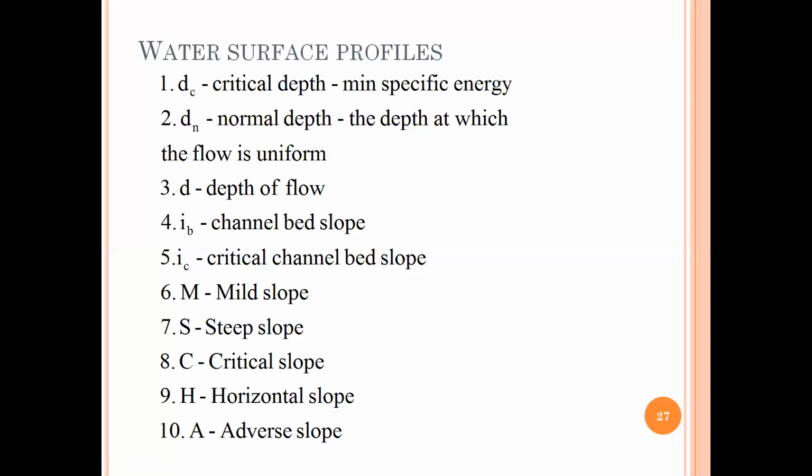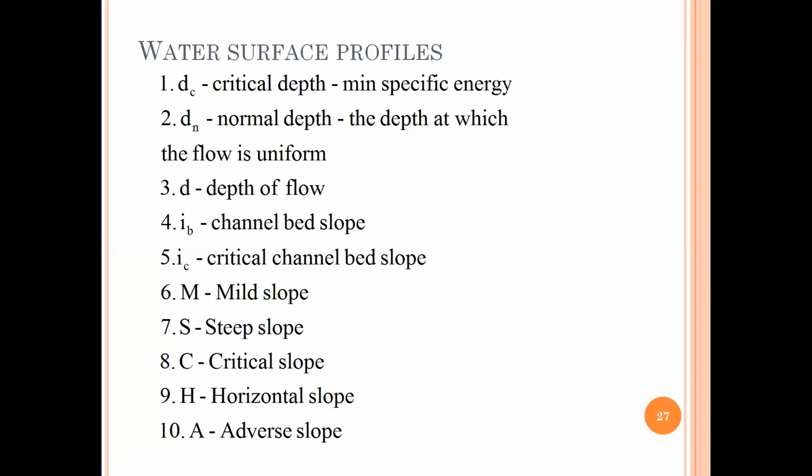Subcritical flow is tranquil flow, where the velocity is low, and supercritical flow is where the velocity is high. The next term we define is the normal depth, the depth at which the flow is uniform. Now, for a given discharge, again, there is a depth at which you can achieve uniform flow, and that depth is called the normal depth.